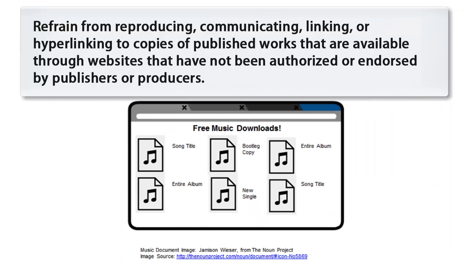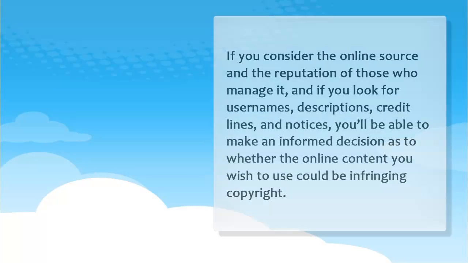Refrain from reproducing, communicating, linking, or hyperlinking to copies of published works that are available through websites that have not been authorized or endorsed by publishers or producers. If you consider the online source and the reputation of those who manage it, and if you look for usernames, descriptions, credit lines, and notices, you'll be able to make an informed decision as to whether the online content you wish to use could be infringing copyright.